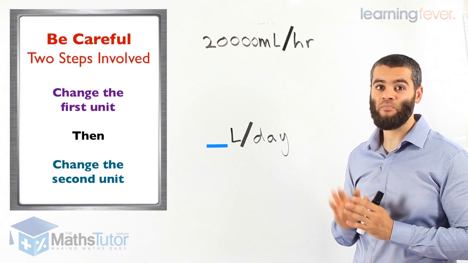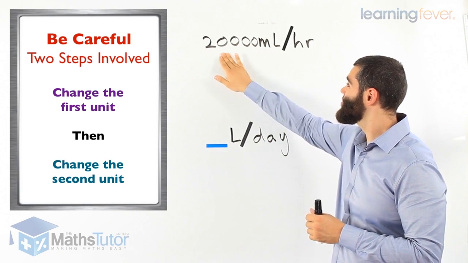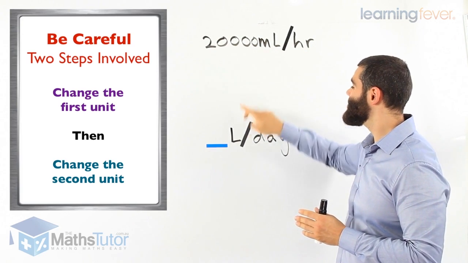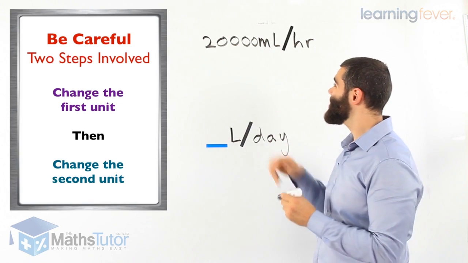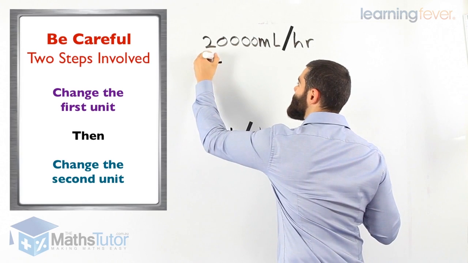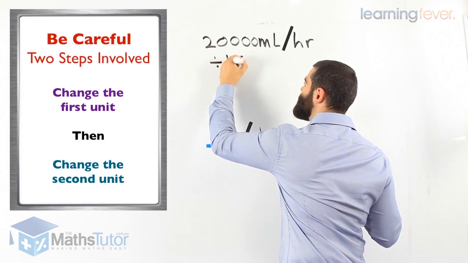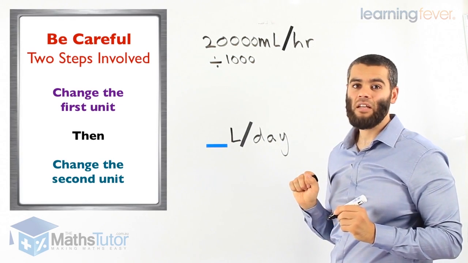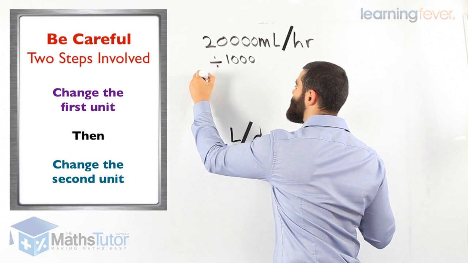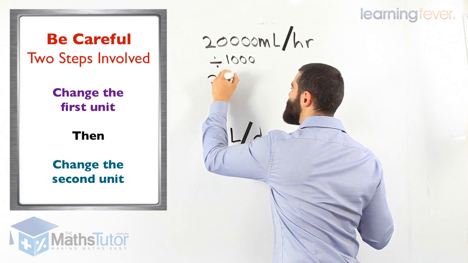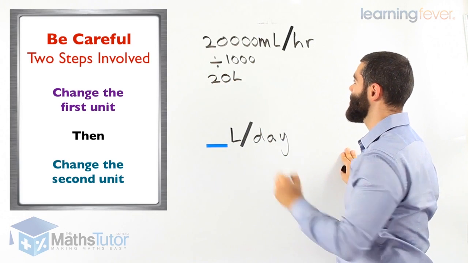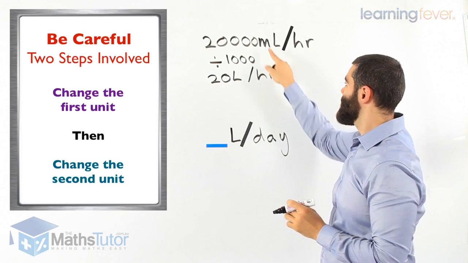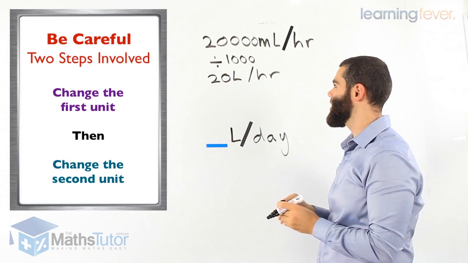We're going to do 2 steps. The first step, let's change the first unit and then we'll change the second unit. We know we're going from milliliters to liters. From milliliters to liters, we're going to divide by 1,000 because there are 1,000 milliliters in a liter. So we know we are going to divide, which means 20 liters. 20 liters an hour. Now that's completed. We've changed the milliliters to liters. So the first one has been done.